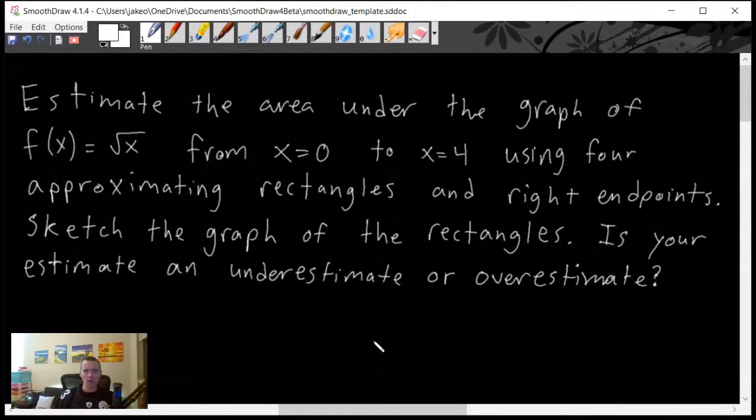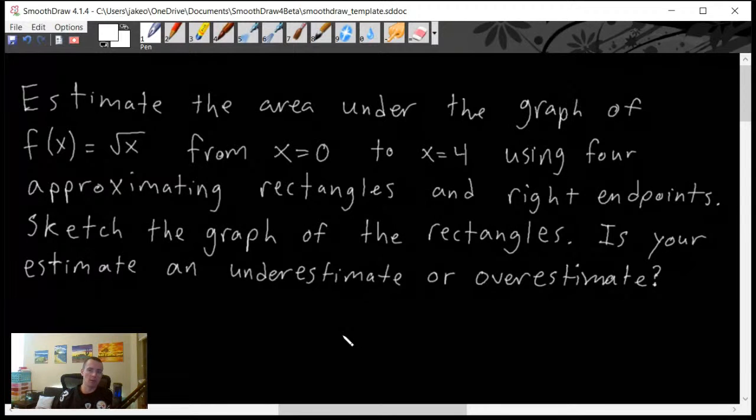So what we're going to do is estimate the area under the graph of f(x) = square root of x from x = 0 to x = 4 using 4 approximating rectangles and right endpoints. Then we're going to sketch the graph of the rectangles and figure out if our estimate is an underestimate or an overestimate. When you're doing any of these problems where you estimate the area under the graph of a function using the left endpoints, the right endpoints, or the center point, those are all three cases you're probably going to have to deal with.